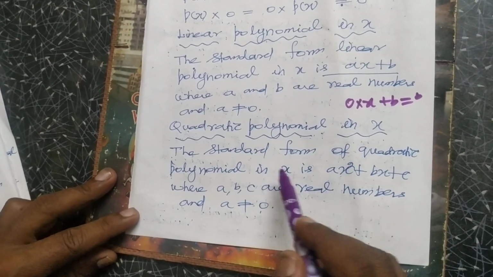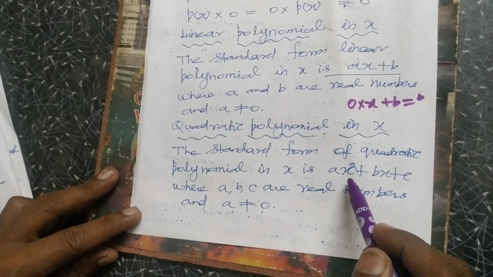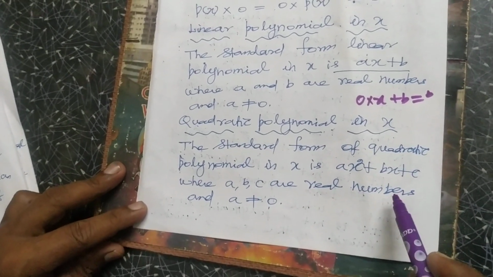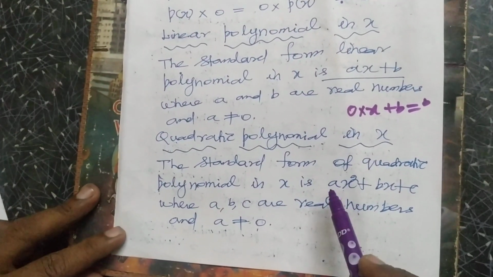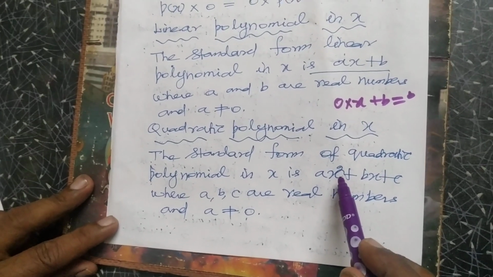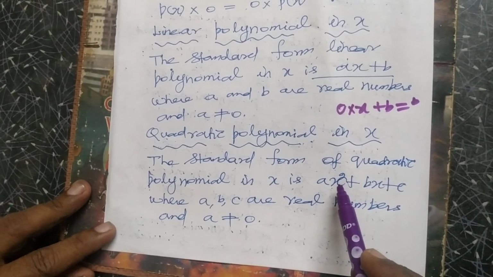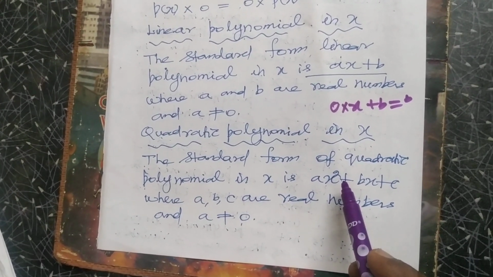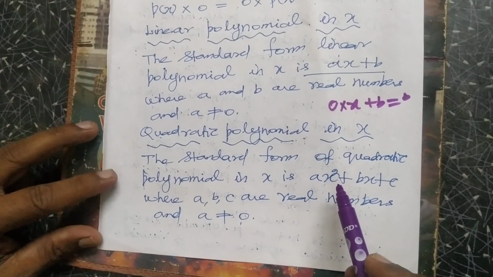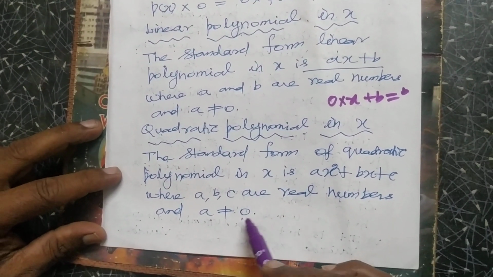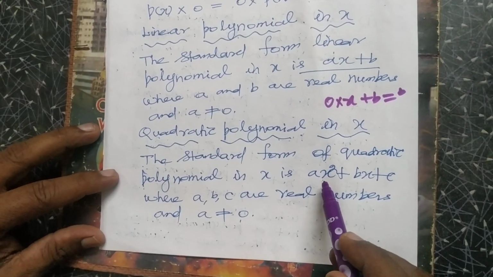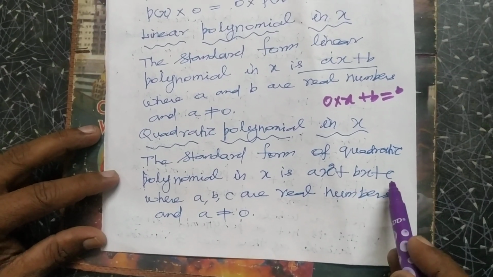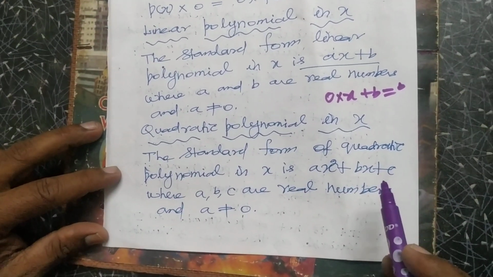Now the standard form of a quadratic polynomial in x is ax square plus bx plus c, where a, b, c are real numbers and a is not equal to 0. Here also the highest power of the variable x is 2. Therefore it is called a quadratic polynomial. A quadratic polynomial is a polynomial in which the highest power of the variable is 2. Here why is a not equal to 0? If a equals 0, 0 into x square will become 0. It will become bx plus c. Therefore bx plus c is a linear polynomial.